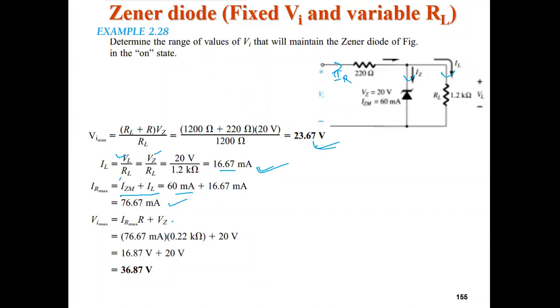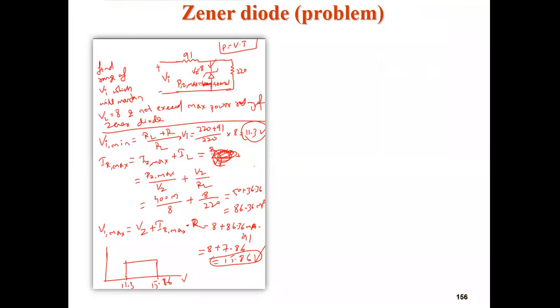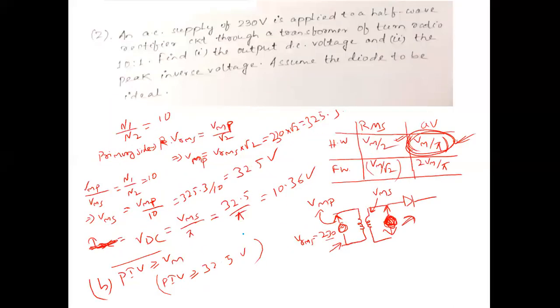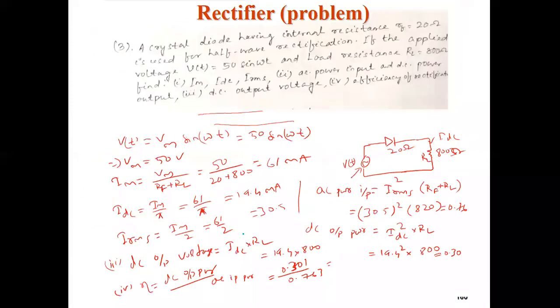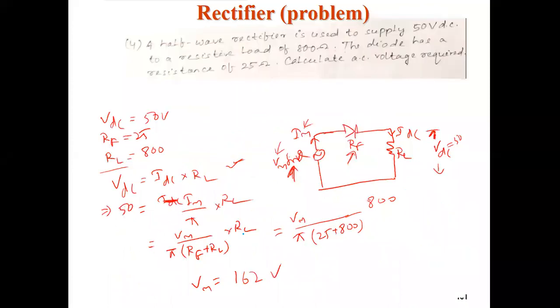Next, your VI max equal to IR max into R plus VZ, like I just showed in the previous formula. As per that formula, put it in and you get your VI max. Also, if you go through these diode problems which are given, like conversion problems, they were there.